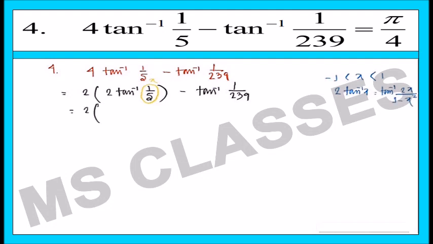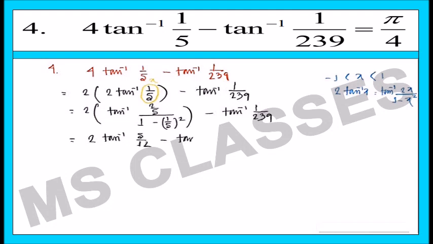2 into tan inverse of (2 by 5) by (1 minus x squared) minus tan inverse of 1 by 239. So this gives us what? 2 tan inverse of 5 by 12 minus tan inverse of 1 by 239. Why 5 by 12? 2 by 5, here 1 by 5 squared. 5 squared is 25, 25 minus 1 is 24. Here what do we get? 10. So cancel out, 10 and 24, 5 by 12.